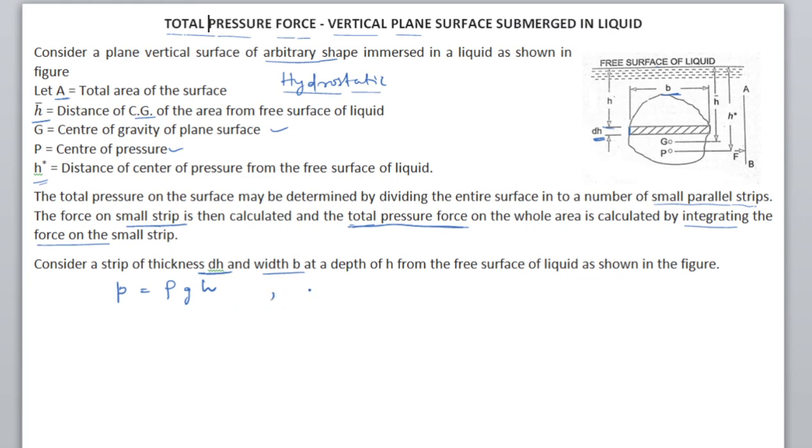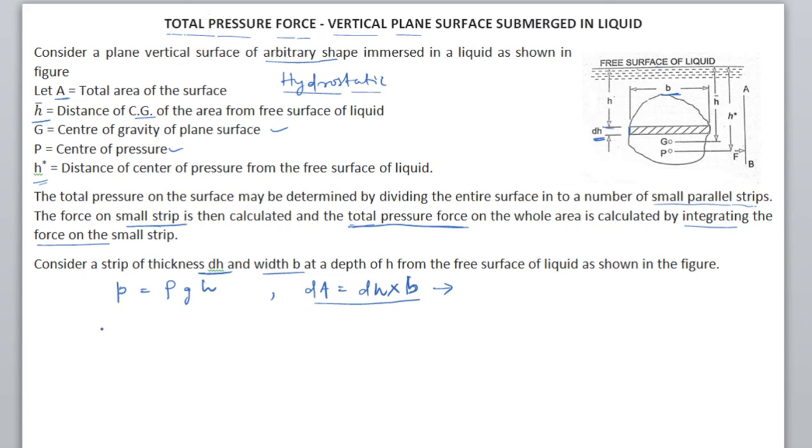Then what is the area? As it is an elemental area, a small strip taken, I am writing the area of the strip as dA, which is equal to dh into b. This is only for consideration. Keep it as it is. So the area of the elemental area is dA, equal to dh into b. Let us come to the next part.